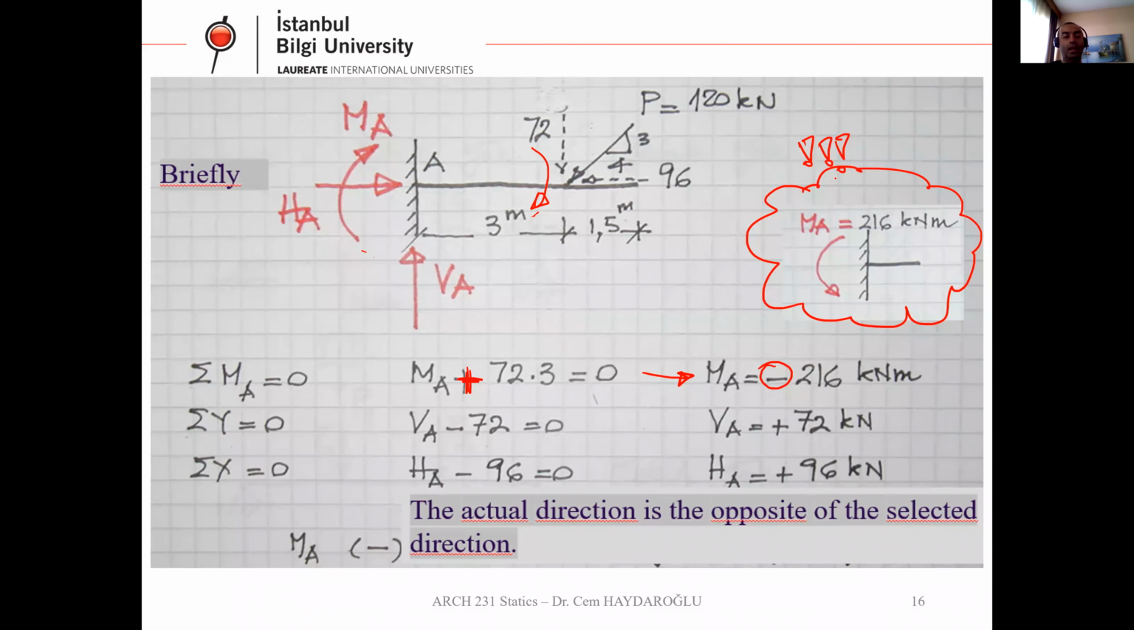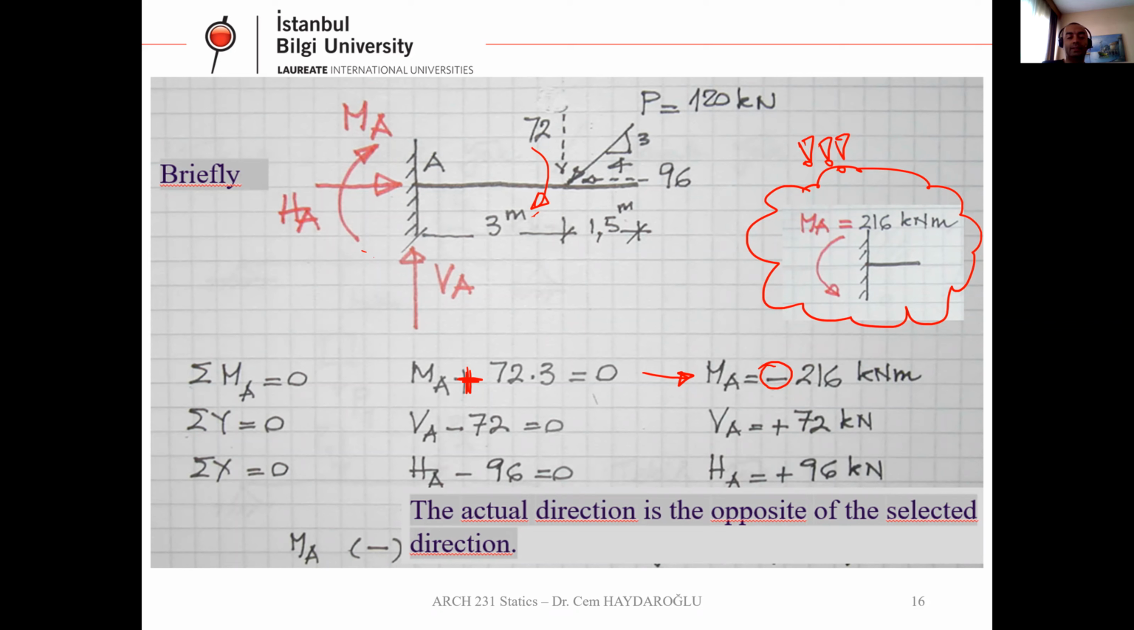This is for MA. Let's write total Y. In the vertical direction, what I have, VA and 72. We have only two forces. VA is in positive direction, goes up. 72 goes down. VA minus 72 equals 0. So from here, VA is 72 kilonewton, and it's positive. Its assumed direction is correct.